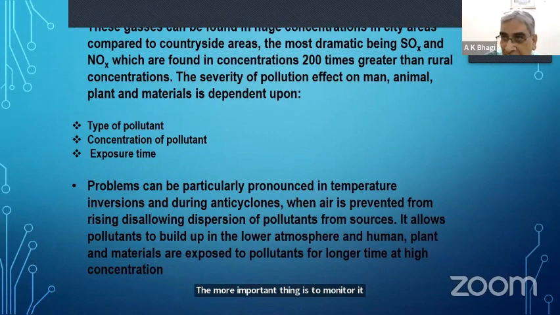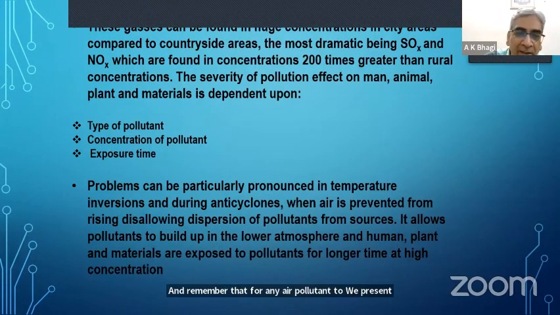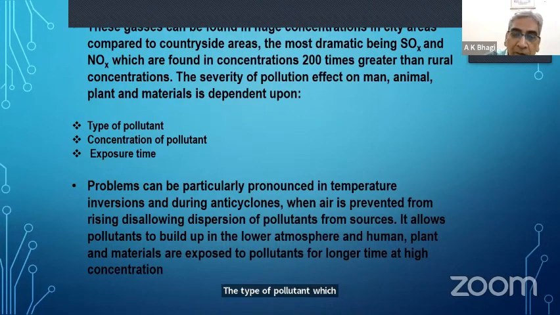And remember that for any air pollutant to be present in the air, three things are always important. The type of pollutant, its characterization, is required. The concentration of the pollutant is important. And third is the exposure time. These three things are very important.